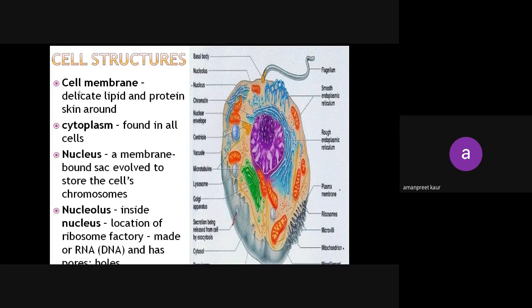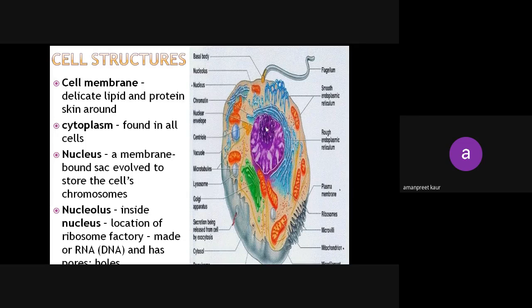You can start with the cell membrane, the outer membrane, which is delicate, made of lipid and proteins combined. Then there is a fluid kind of material present over here, which is called cytoplasm. Then at the center, in the purple color, there is a nucleus, a membrane-bound sac evolved to store a cell's chromosomes.